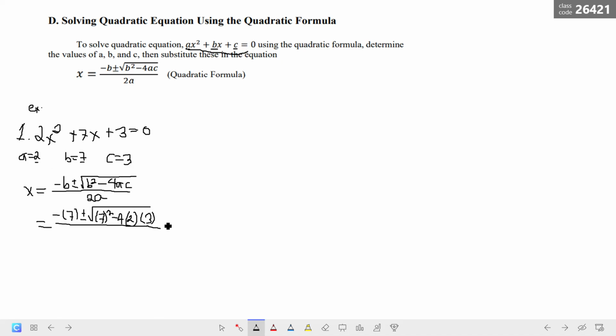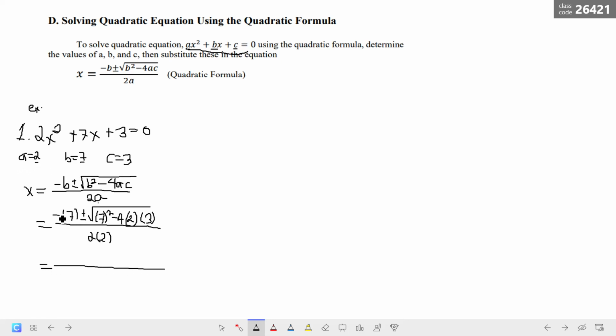Alright, so we are done on the upper part or the numerator. Let's proceed to the denominator. Meron pa tayong value ng a doon. So copy muna natin yung 2. Multiply to yung value of a, which is 2. Okay. Yan po, yung 2 ay galing po sa value ng a. Yan, substitute lang natin.